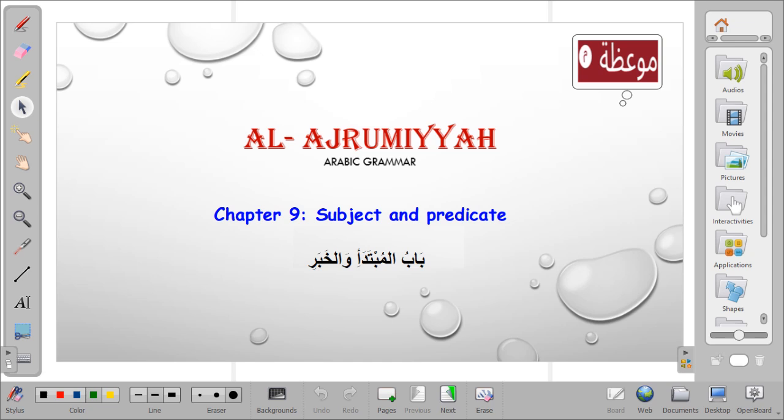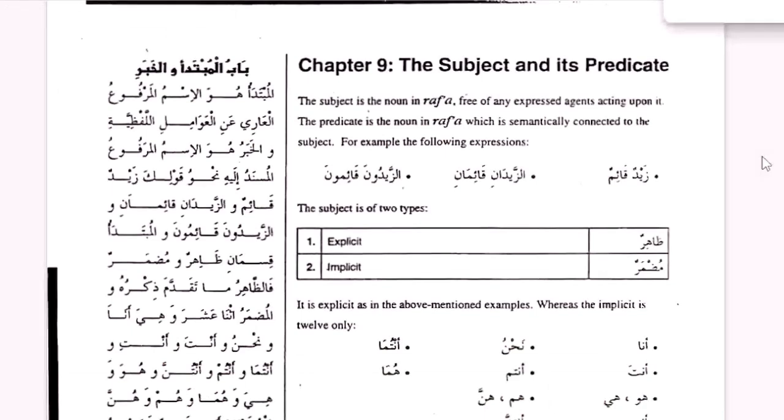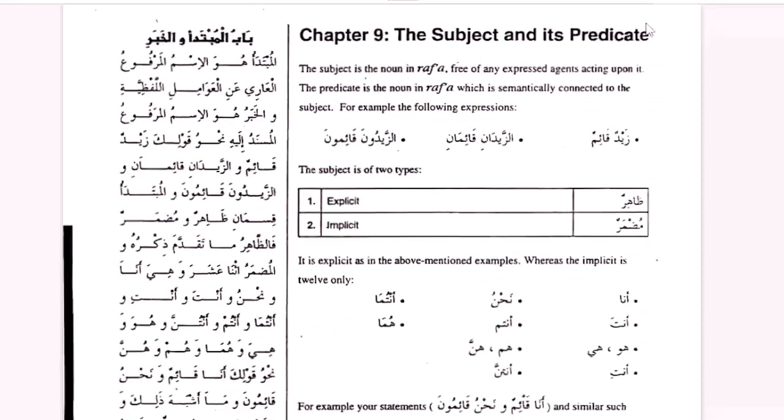Alhamdulillah Rabbil Alameen. Inshallah, today we are continuing from where we stopped in the previous lesson. Today we are looking at chapter 9, inshallah. So let's begin from chapter 9. Chapter 9, as we can see here, it is Babul Mubtada wal Khabar. It is talking about Mubtada wal Khabar.